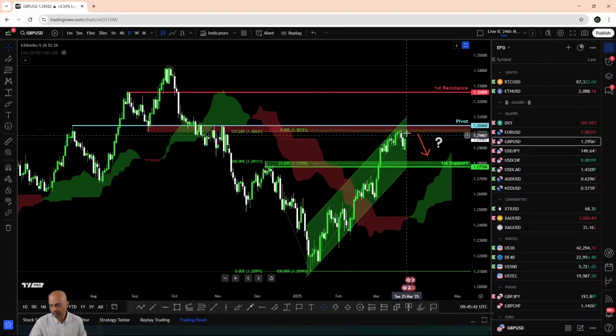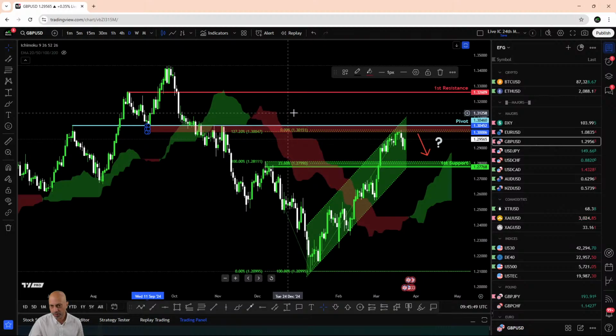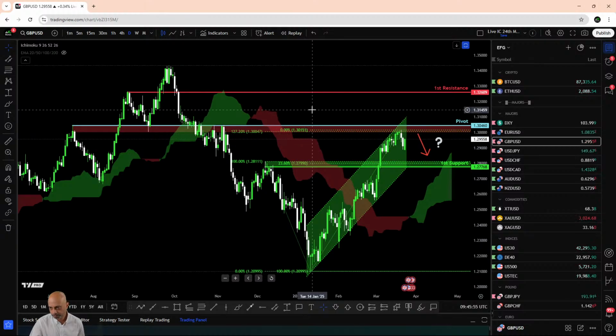Right? So it's been in a nice uptrend since 20th of January. However, this level here at the pivot is an overlap resistance. It's going to be a key barrier for price action for this currency pair here. All right, so these are the key levels for cable.